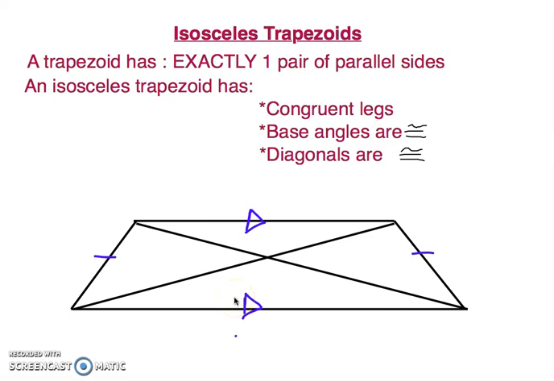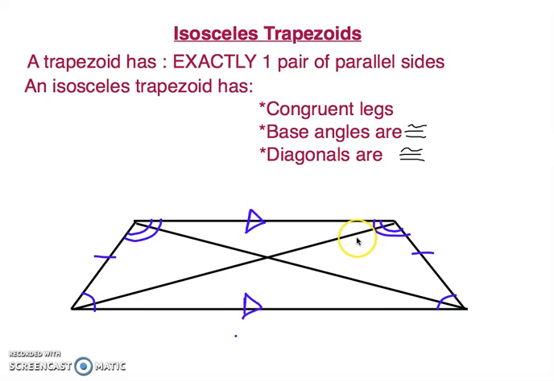The other thing about an isosceles trapezoid is that the base angles are congruent. So thinking back to an isosceles triangle, the legs were congruent and the two base angles at the bottom of the triangle were congruent. The same thing works in an isosceles trapezoid. If these are the legs right here, this base angle is congruent to this base angle. Up here, this base angle is congruent to this base angle.